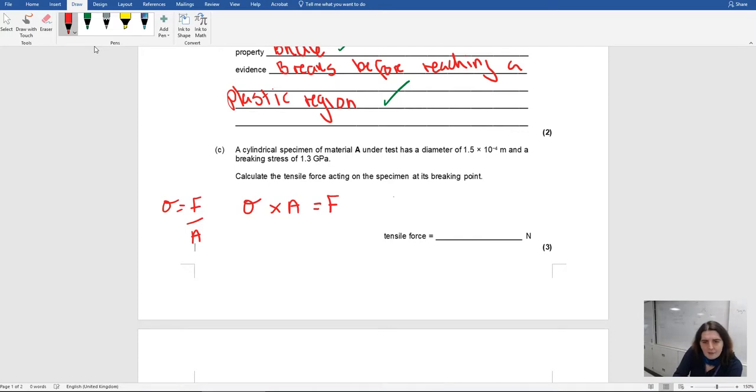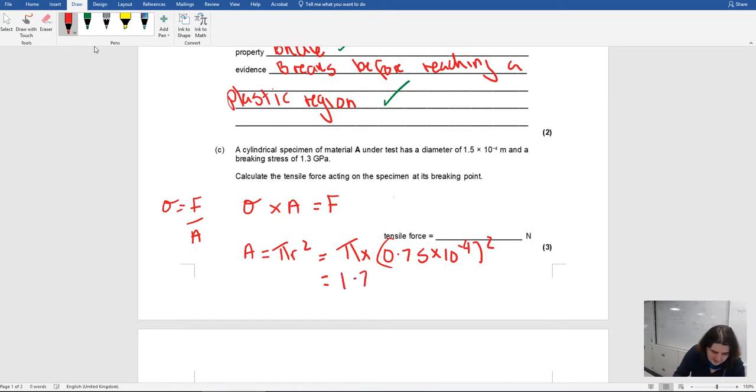It's a wire with a diameter, so the area, of course, is going to be pi r squared. So it's going to be pi times the diameter divided by 2, so that's 0.75 times 10 to the minus 4, squared. Then times that by pi, so the area is 1.767 times 10 to the minus 8 meters squared.